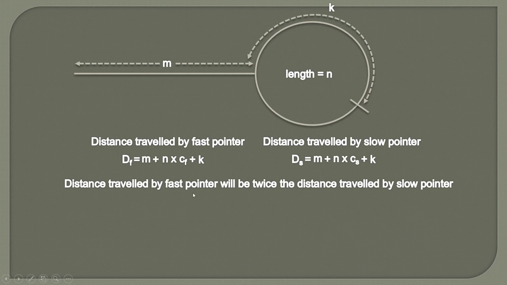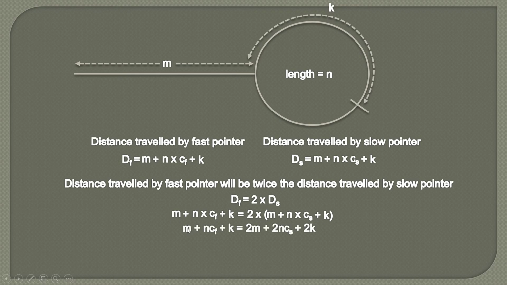Now, we also discussed that the distance traveled by the fast pointer will be twice the distance traveled by the slow pointer. So Df will be twice Ds, because the fast pointer is moving at twice the speed of the slow pointer. If we substitute these values, we get m plus n Cf plus k equals 2 into m plus n Cs plus k. Now we multiply 2 inside and we get 2m plus 2n Cs plus 2k.